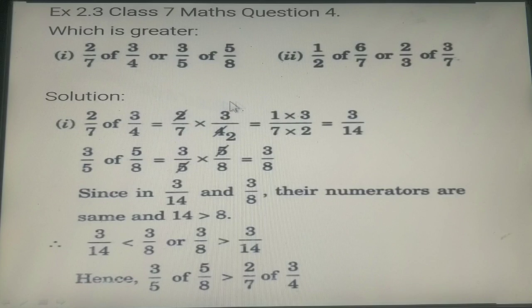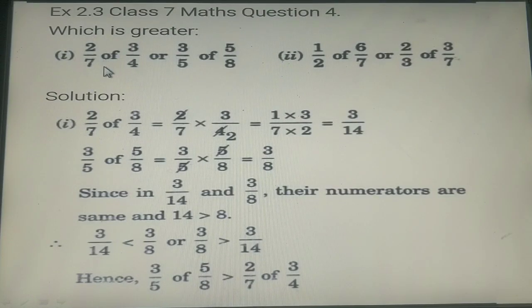Hence, since they have asked you to compare between these two, you will say here that 3/5 of 5 by 8 is greater than 2/7 of 3 by 4. Children, this is a little difficult, but it is really very interesting. Please solve it. Understand it very well. I have done the whole solution for you very, very systematically over here.